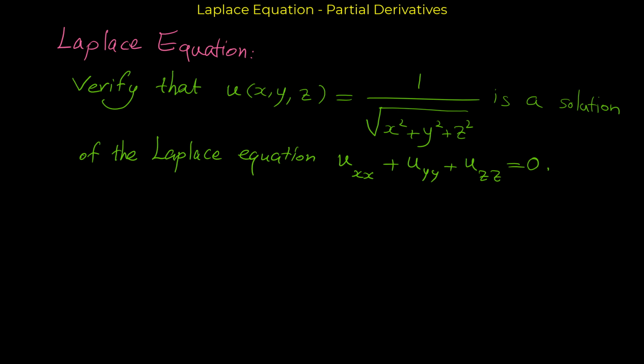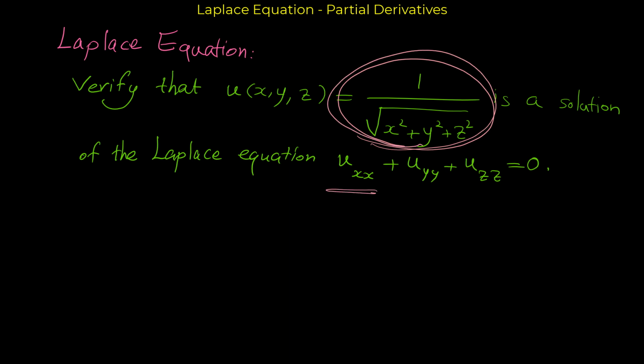In this video, we want to use partial derivatives to show that the given function u, which is 1 over the square root of x squared plus y squared plus z squared, is a solution for the Laplace equation. What is the Laplace equation? We want to prove that if we take the second partial derivative of this function with respect to x, plus the second partial derivative with respect to y, plus the second partial derivative with respect to z, and add all of these to each other, the sum of them is 0.